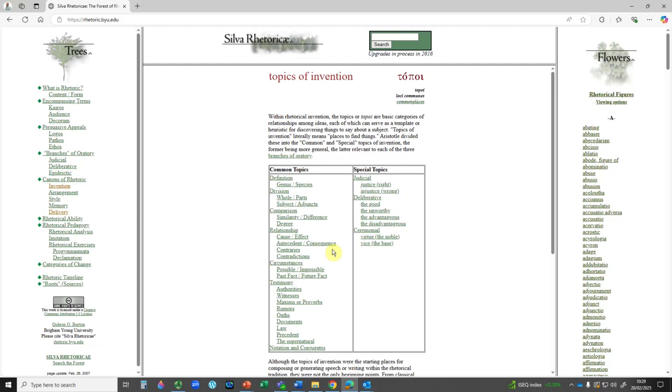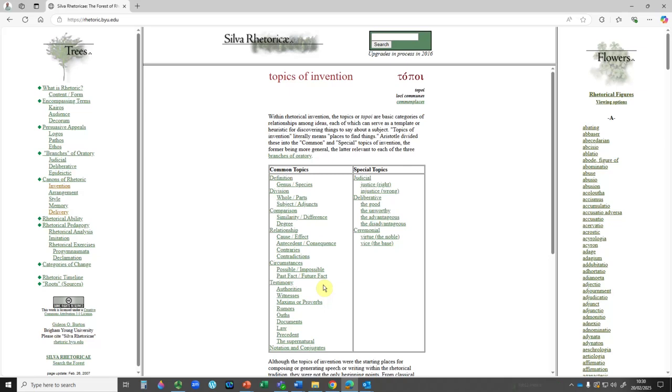And then circumstances, something is possible or it's impossible, it's a past fact, it's a future fact, that kind of thing. And then testimony, it depends on what you're assessing here, but testimony tends to be in academic communities the least reliable, the least valid, but sometimes the preponderance of testimony can make a difference, right?